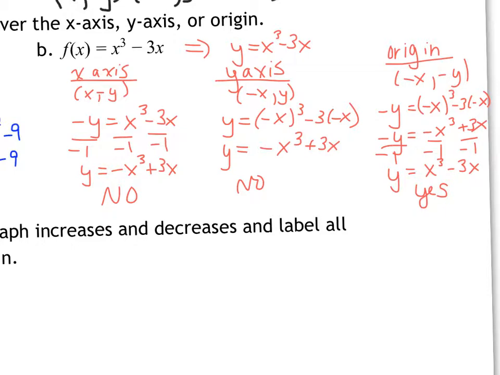If I do a quick sketch of this graph, we can kind of see how it's also symmetric to the origin. It looks something like this, if I'm not mistaken. So you can see if I flip it over that origin point, that this middle point here, you get the same graph.